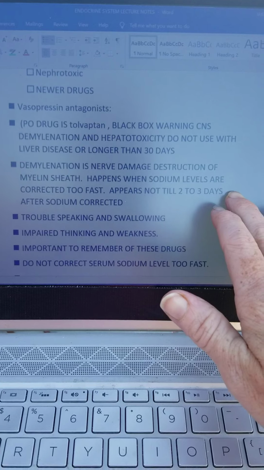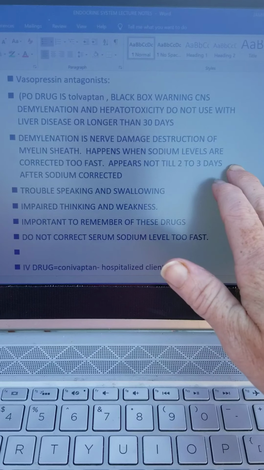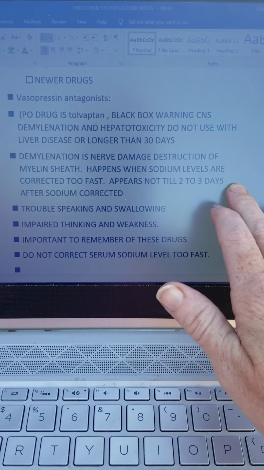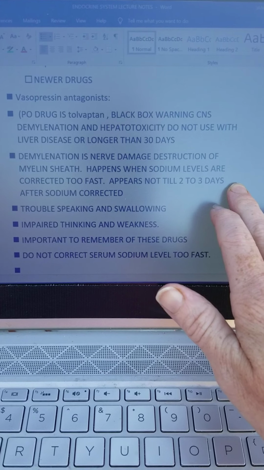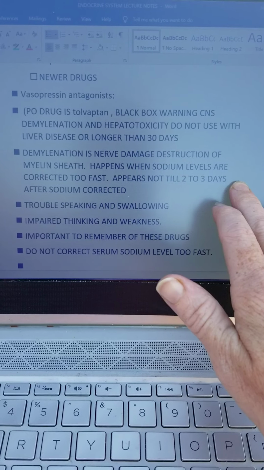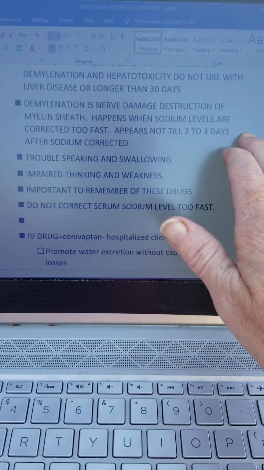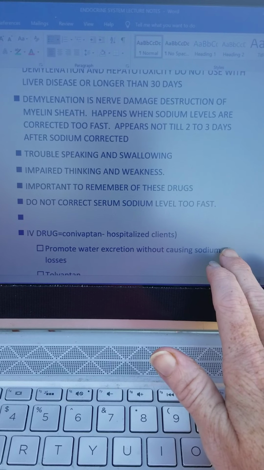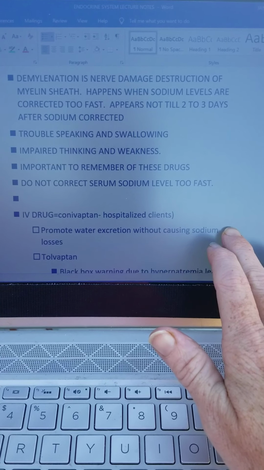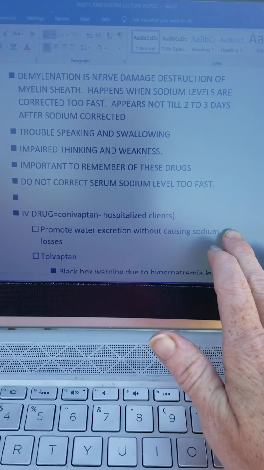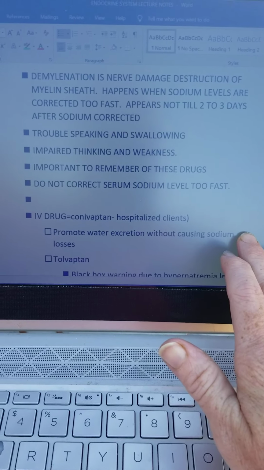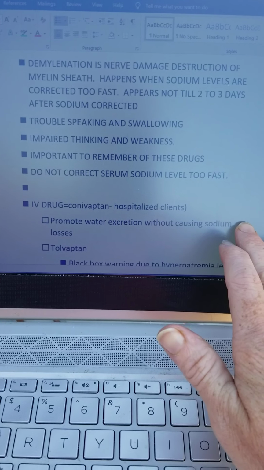It's a newer drug, a vasopressin, which is an ADH antagonist. The PO drug is tolvaptan. Black box warning: CNS demyelination and hepatotoxicity, that's the liver. Do not use with liver disease or longer than 30 days because it could be hard on your liver. Demyelination is nerve damage, destruction of the myelin sheath. It happens when sodium levels are corrected too fast. It appears 2 to 3 days after sodium is corrected. Symptoms are trouble speaking and swallowing, impaired thinking, and weakness.